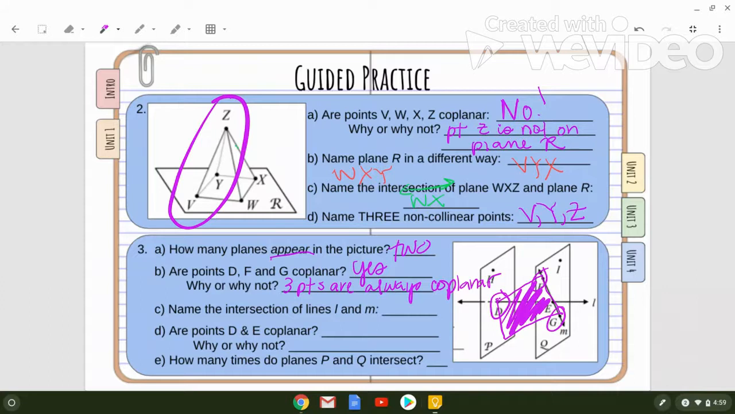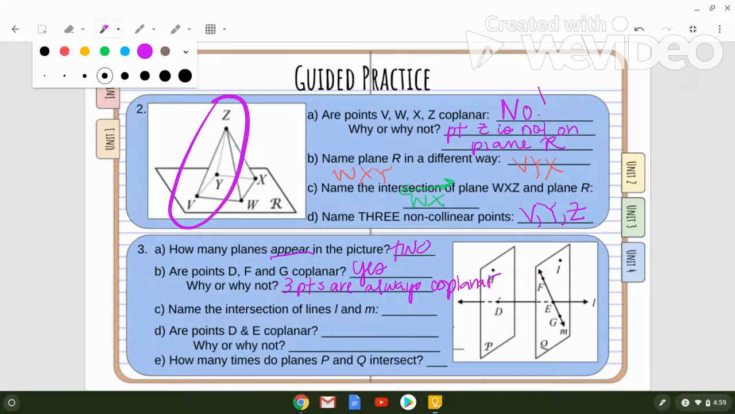Name the intersection of line L and line M. So I'm going to come over here and look for lines L and M. Here's line L. Here's line M. Where do those 2 lines intersect? Well, we said 2 lines always intersect at a point. That's going to be point E. And I use the letters PT to represent the word point, so I don't have to keep writing it out. 2 lines always intersect at a point. 2 planes always intersect at a line. Don't forget.